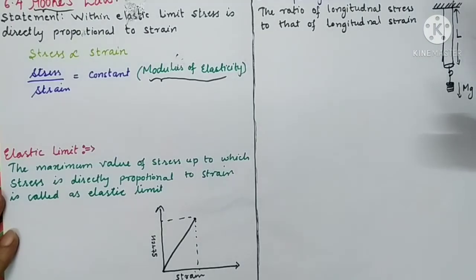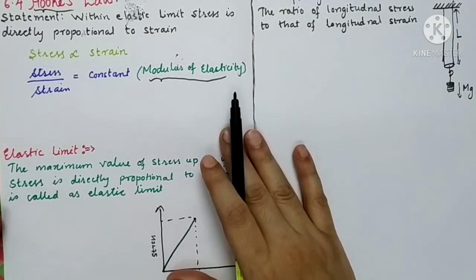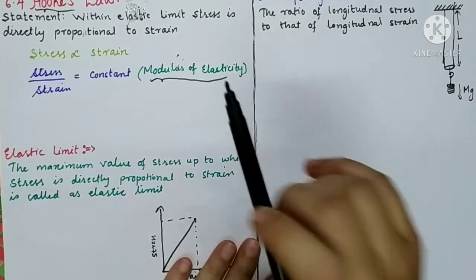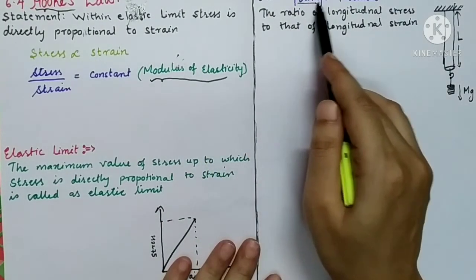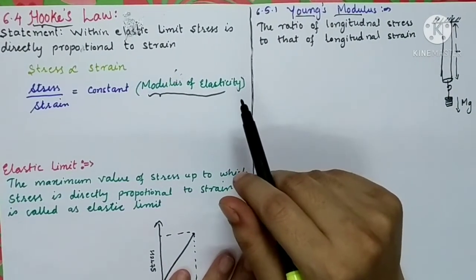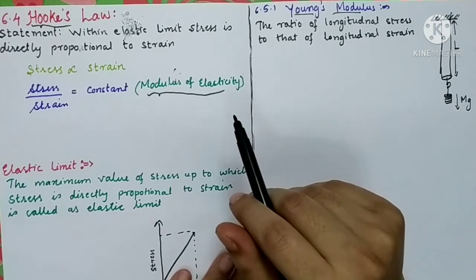So it is called as elastic limit. Now let us quickly define the three modulus of elasticity that we have to study. Very first one is Young's modulus. Now here we just have to see the changes in the length of the wire.